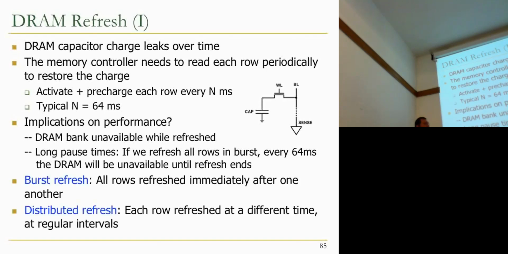There are two forms of refresh. That's burst refresh, where you refresh all rows immediately after one another. People do not use this anymore for a good reason, and I'll show you that. The other option is to do distributed refresh, where each row is refreshed at a different time at regular intervals. And the difference is over here.